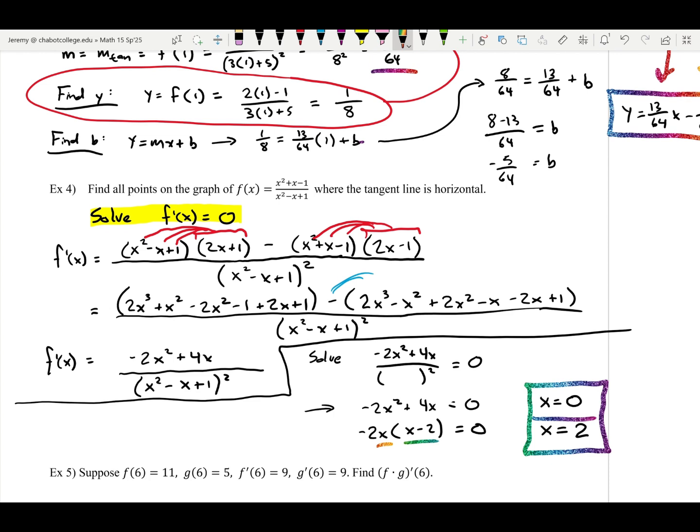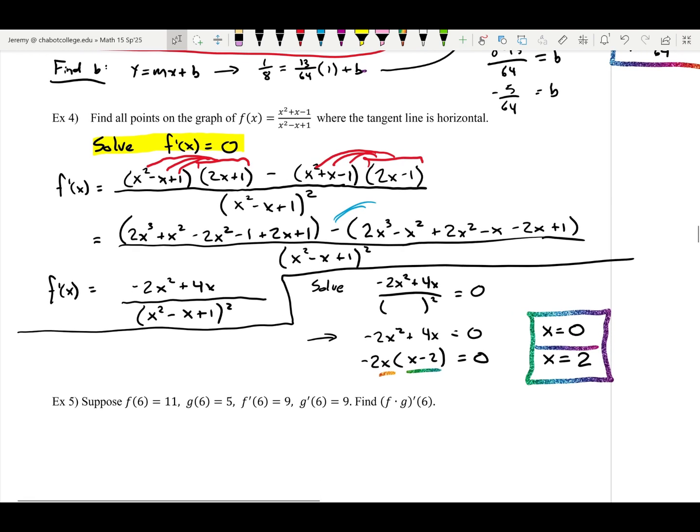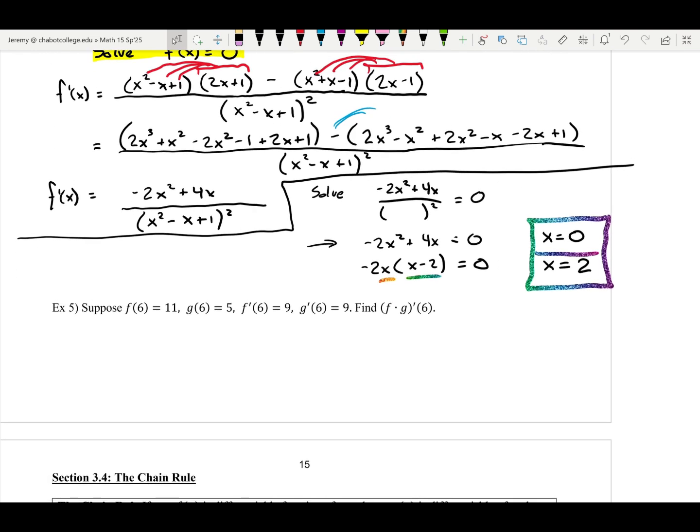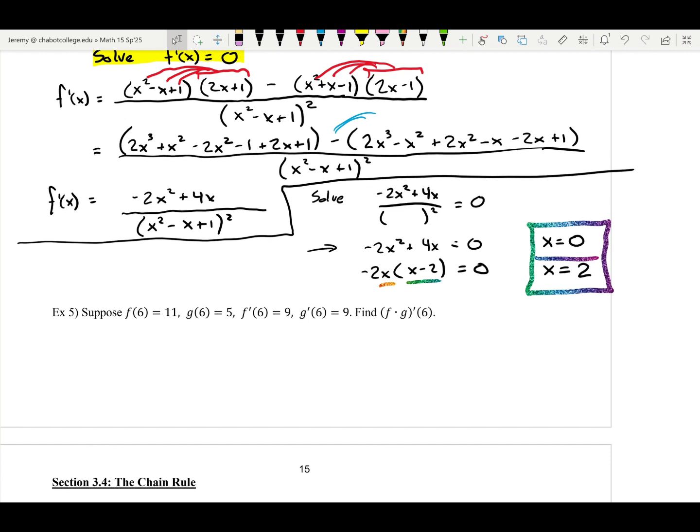Okay, so same procedure as before, just the derivative in this case involves a quotient rule. But as long as you're really careful and working slowly and not rushing, I trust that you could get through something like this. Okay, and then very last example, example number 5. This is a fun one.